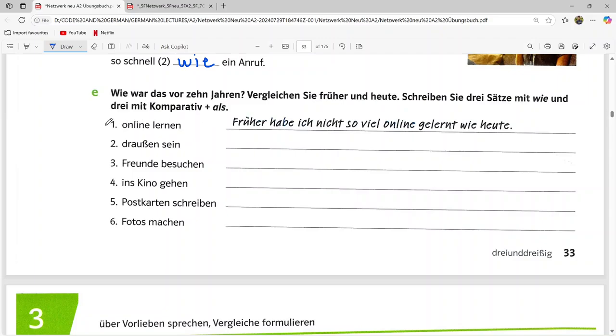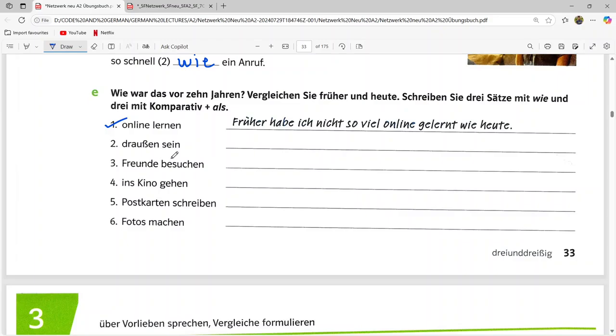Okay, first one, online lernen. Früher habe ich nicht so viel online gelernt wie heute. So previously we did not learn so many things online as today. Okay, so first one is done. Next one, draußen sein. Draußen sein means to be outside.